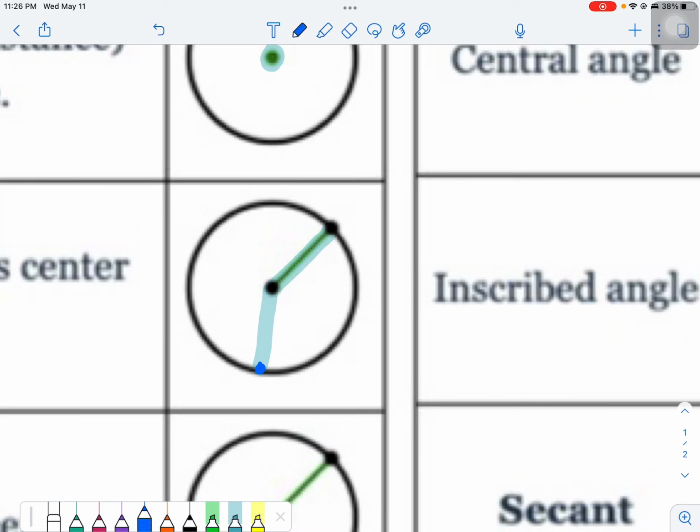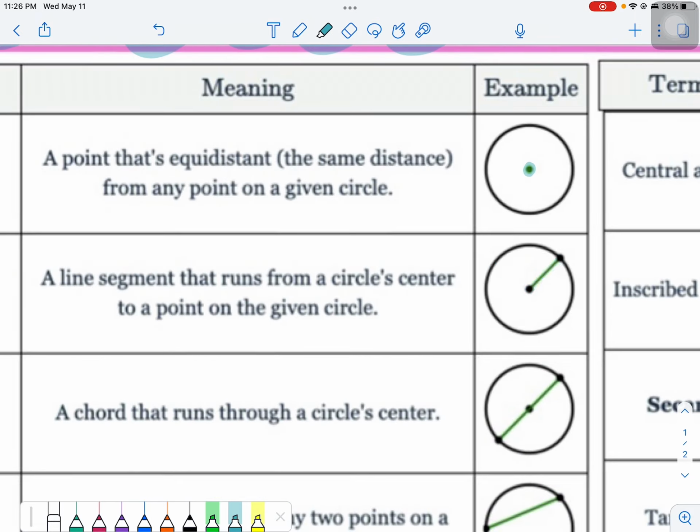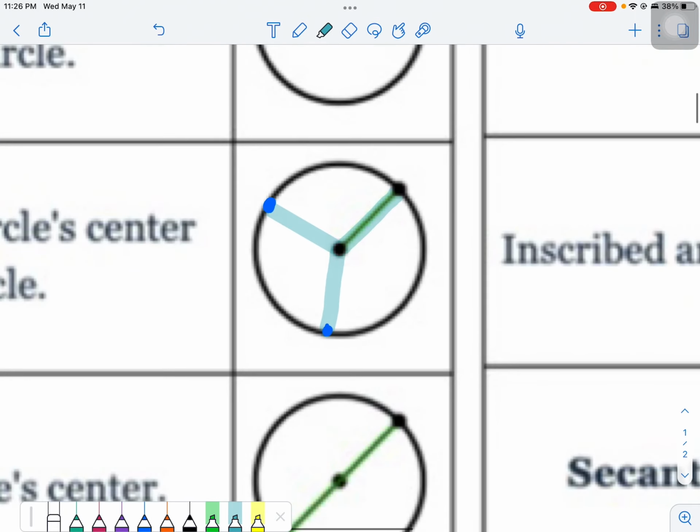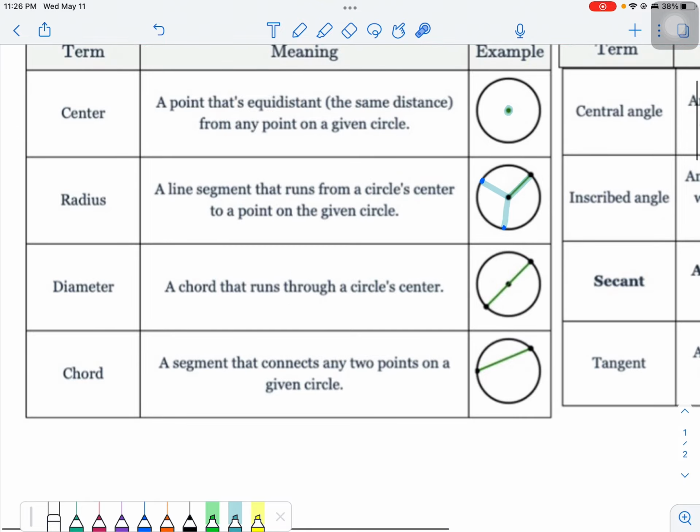Or pick another point. So any distance that goes from the center to the side, or from the side to the center, is called the radius, okay? That's a radius. More than one radius, these are three, are called radii, right? Radii.